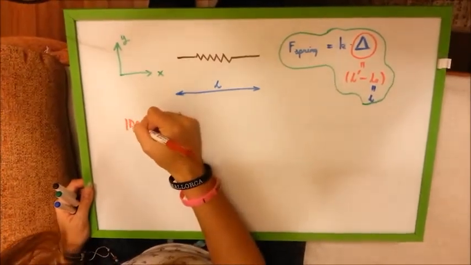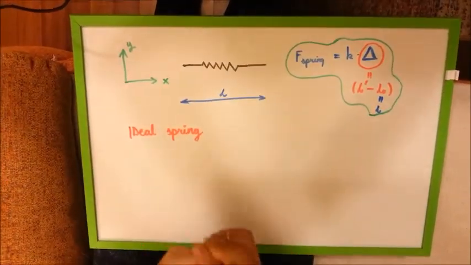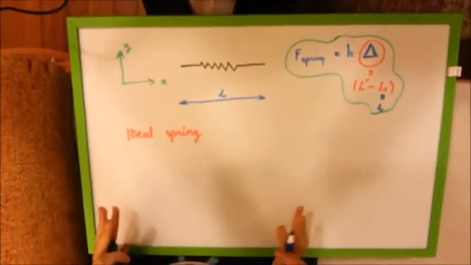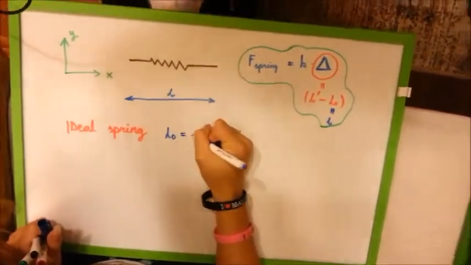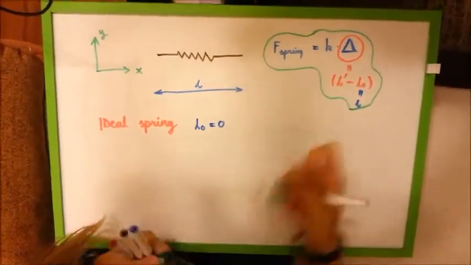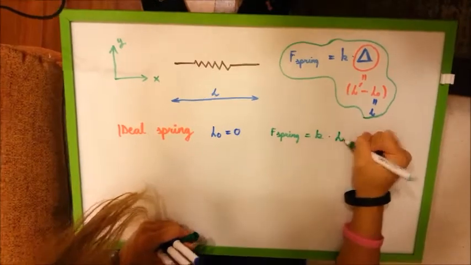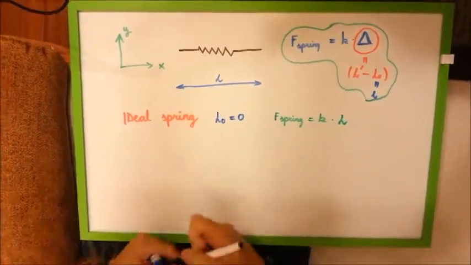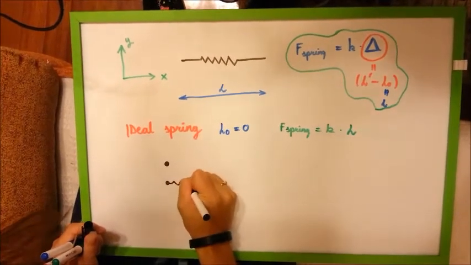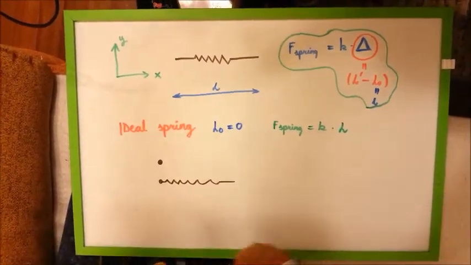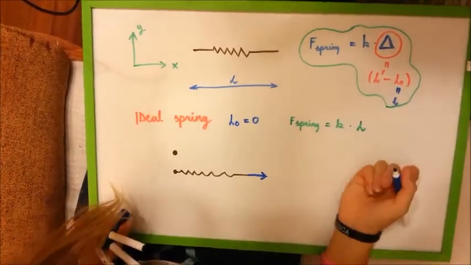Now we are going to analyze what happens with an ideal spring. An ideal spring is a spring that, when we are not applying any tension or any type of force on it, has L0 equal to 0. So that means that the force of the spring will always be K, the constant of the spring, times the length that it's stretched. So when we are not applying any force on it, the spring would be a point. So these springs only want to return to the equilibrium position. So this quantity will always be positive.